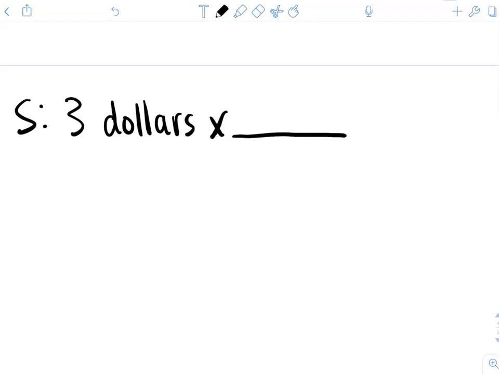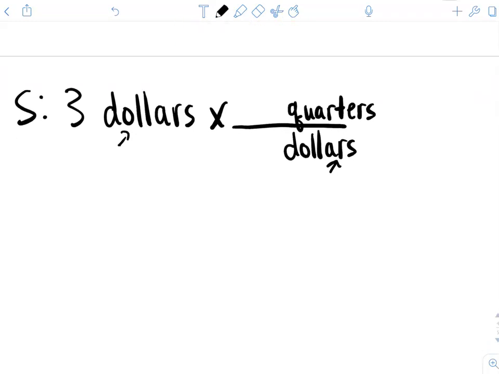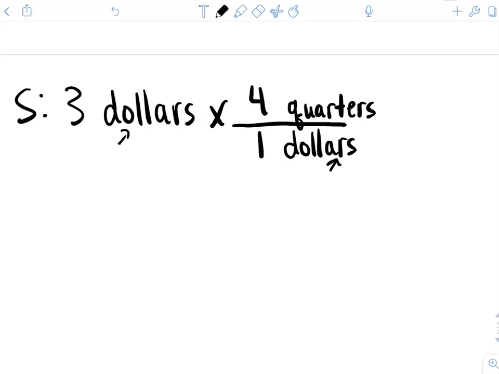Well, in order to do that, my unit of dollars has to cancel out. And in order for that unit to cancel out, whatever is on the top, meaning right here, has to be on the bottom. So I'm going to have my dollars on the bottom. Again, whatever's on the top has to be on the bottom to cancel out. And then the thing I'm trying to get to, which in this case is quarters, goes on the top. And then we fill in with our 4 quarters and $1.